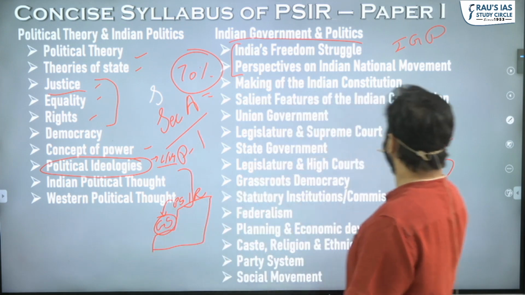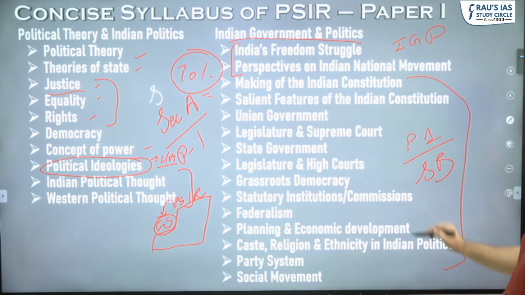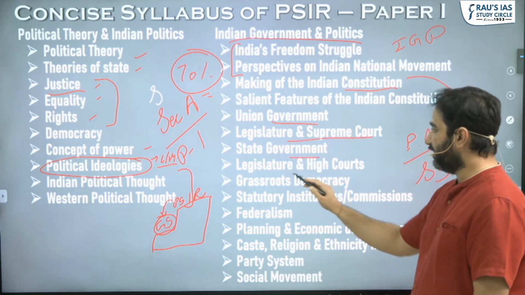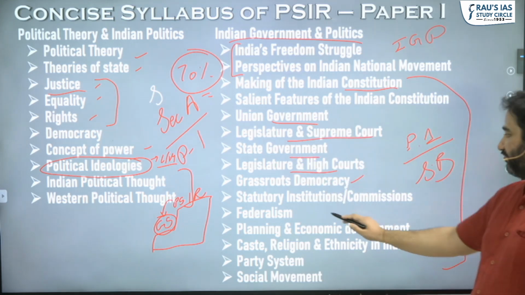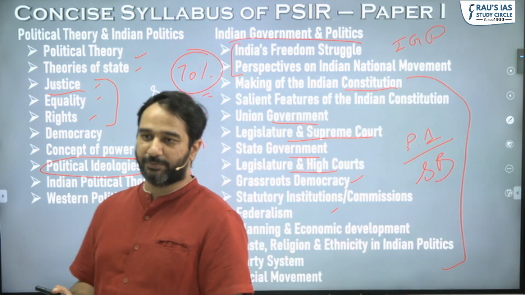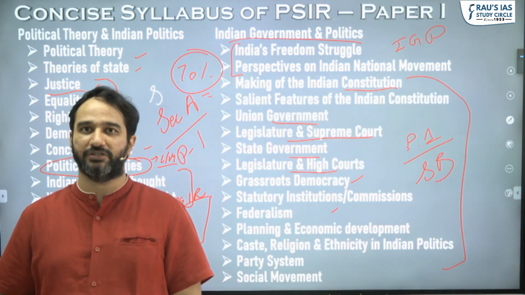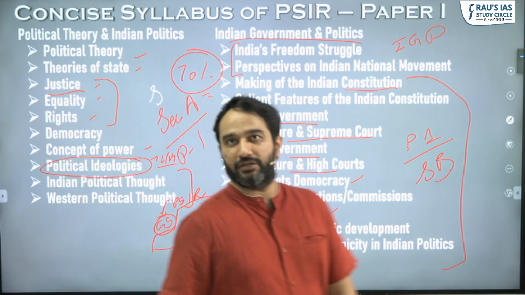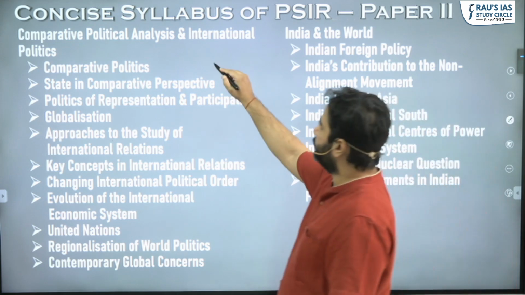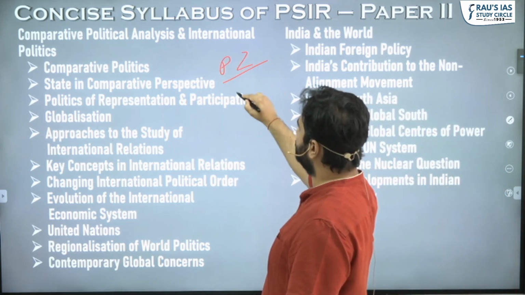Within this part of the syllabus, you have the making of the Indian Constitution, union government, legislature, state government, high courts, grassroots democracy, federalism. All of this is also there in GS paper 2, which is in polity. If you get to the second part of the syllabus, this would be paper 2, section 1.